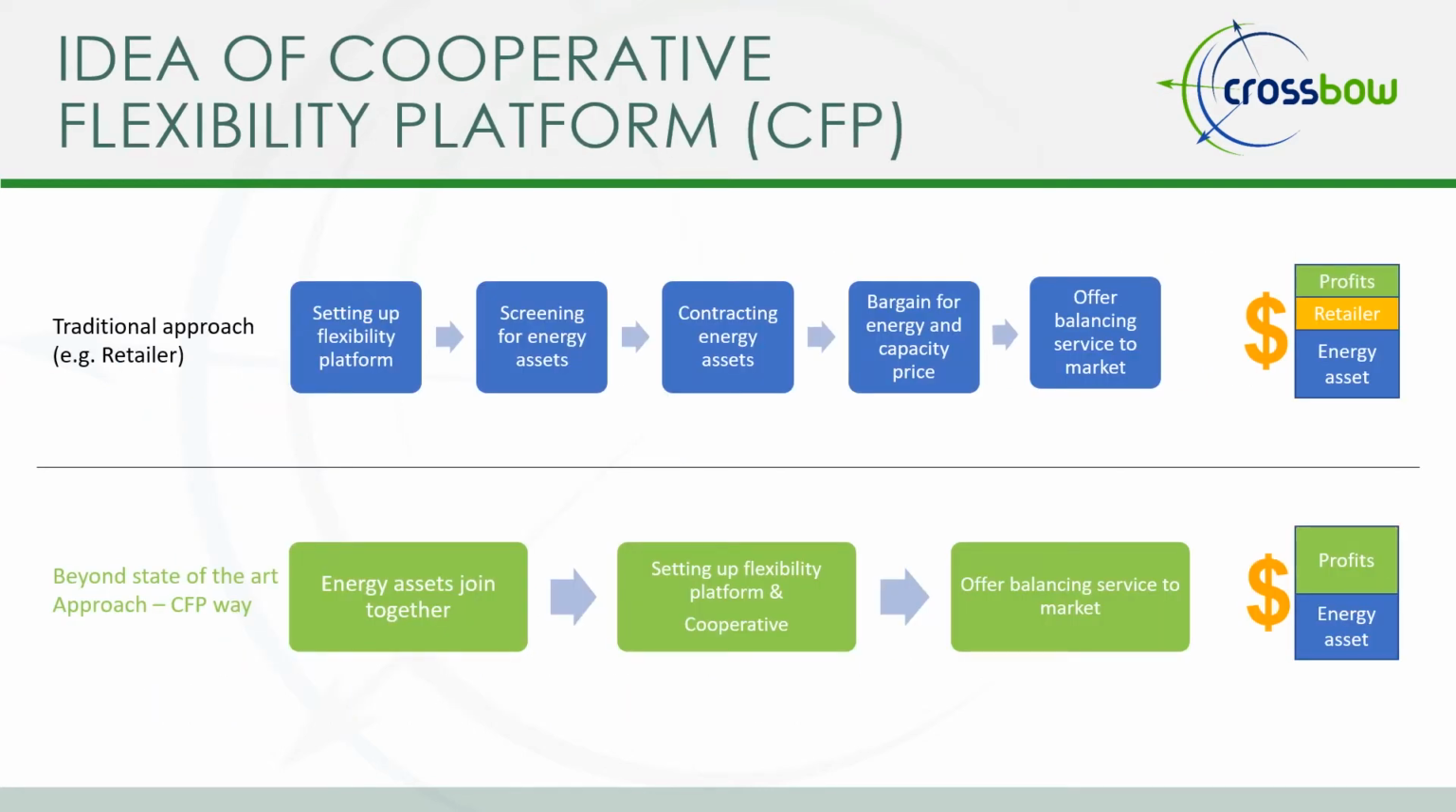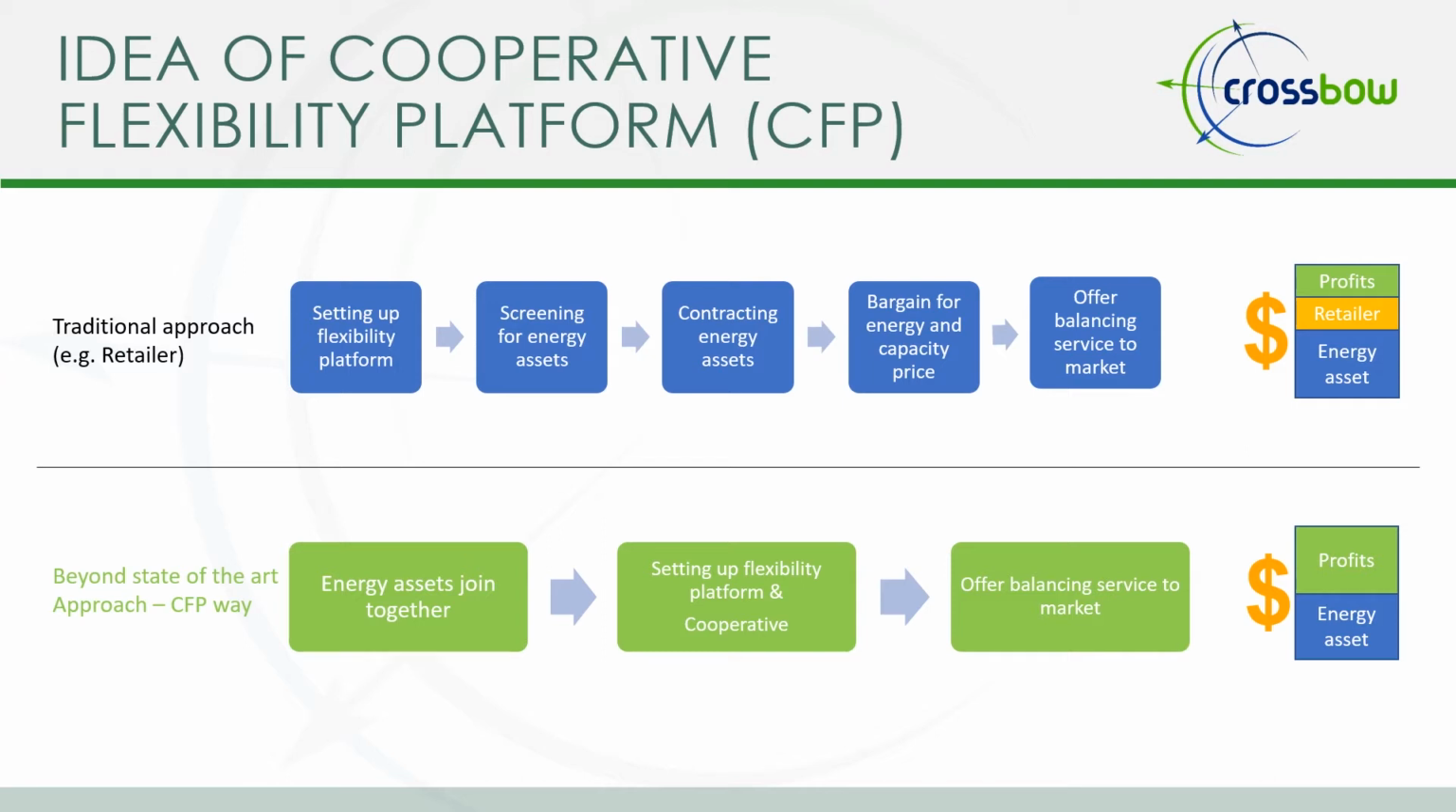The idea of the CFP tool is shown on this slide. The first process on the slide shows the current traditional approach. Typically, the business of flexibility services would be run by the traditional retailer. He or she may not own any energy assets, but would provide this service from their portfolio. They would set the flexibility management platform, screen for the new energy assets in a particular country, contract with the energy asset owners, bargain for the energy and capacity price with each energy asset separately, and finally offer the aggregated flexibility as the flexibility product to the balancing market, for example.